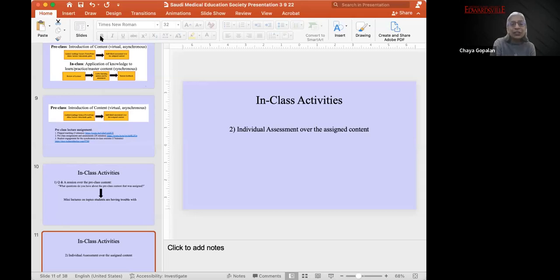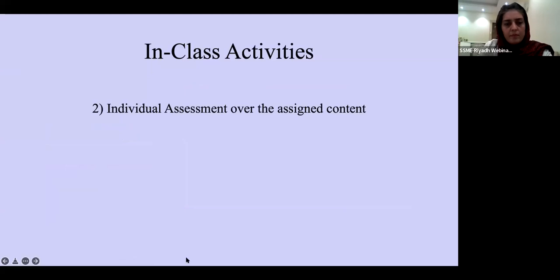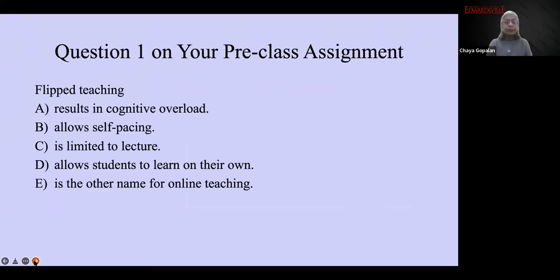So let me go back to my slides. I have a few sample questions for you, and you don't even have to answer. I'm just showing it as to how I do these things, right? So in a class, individual assessment may include, okay, what is flipped teaching? You already saw the question in my Poll Everywhere activity. Flipped teaching allows students to learn on their own. Is that the correct answer? What is the correct answer, anybody? Just feel brave and say it. You can use a letter. Which one is the correct answer?